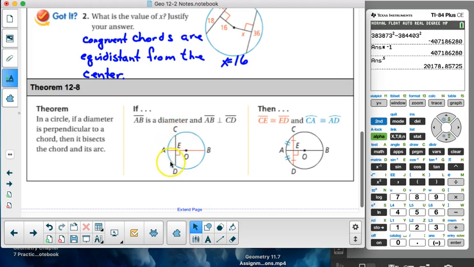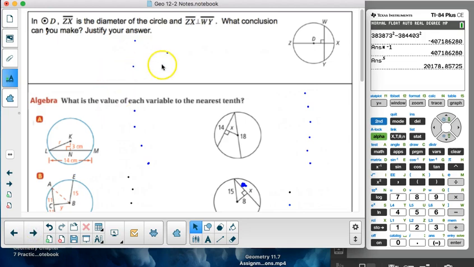So arc CA is also congruent to arc AD. So that's what we've got going on. If I have perpendicular, I split the chord and I split the arc into two equal parts. Now, keep in mind, we've got the same thing going on in circle D. Segment ZX is the diameter of the circle and segment ZX is perpendicular to segment WY. So this is an application of the last theorem we looked at.